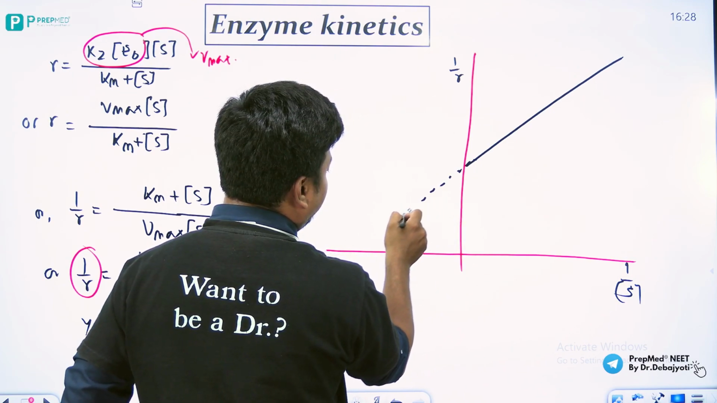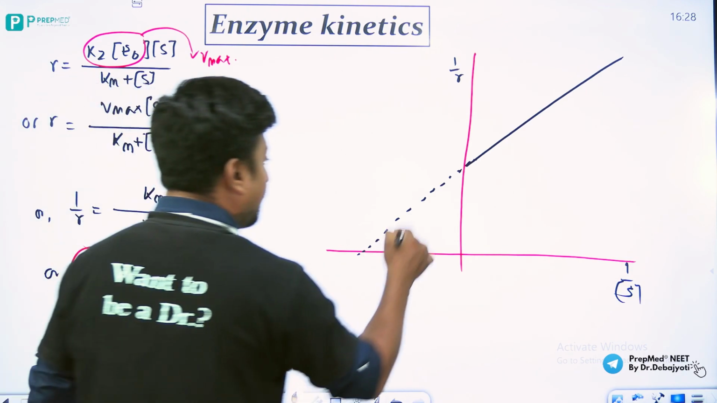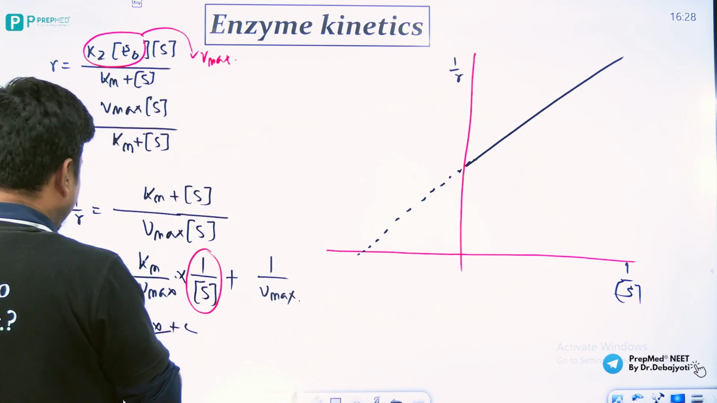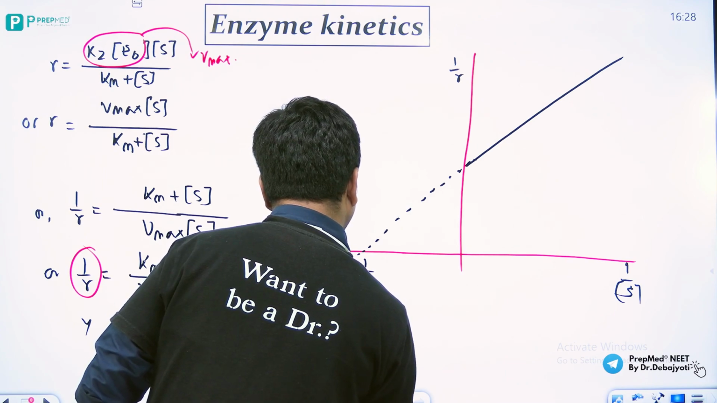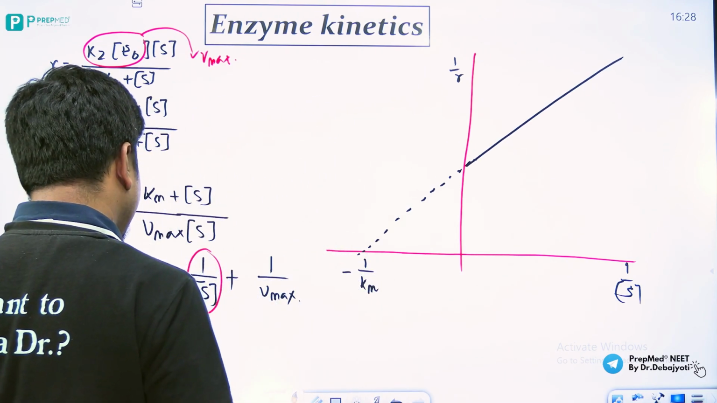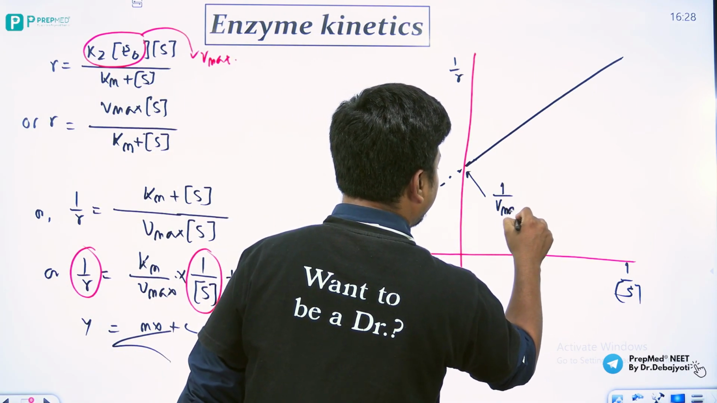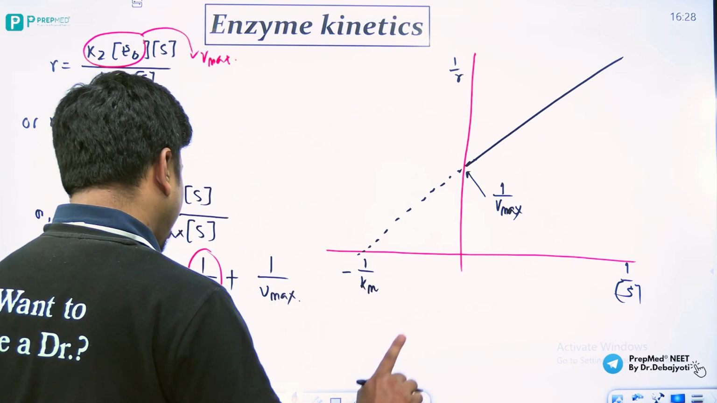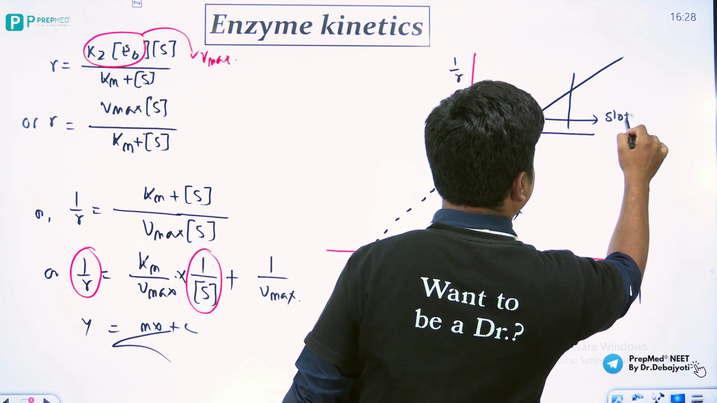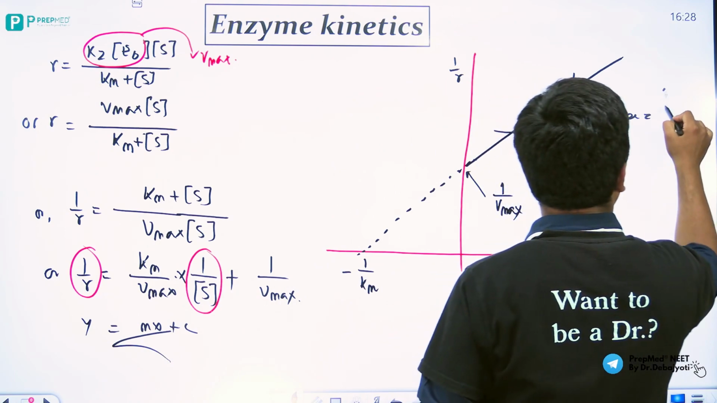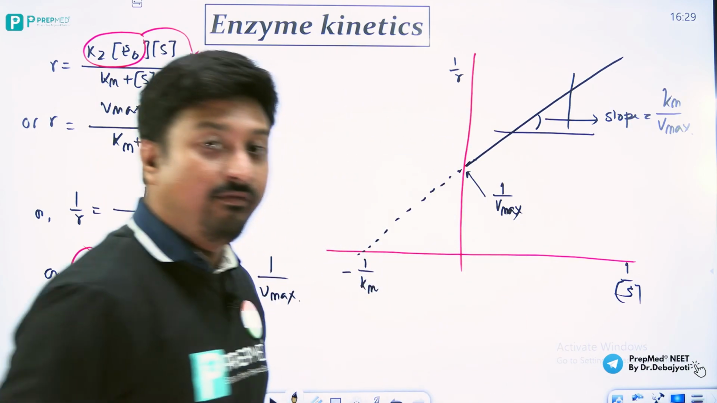If I extrapolate this graph to where the 1 by R value is equal to 0, then 1 by S will be minus 1 by Km. The intercept on the other axis will be 1 by V max. And the slope of this graph will be nothing but Km by V max.